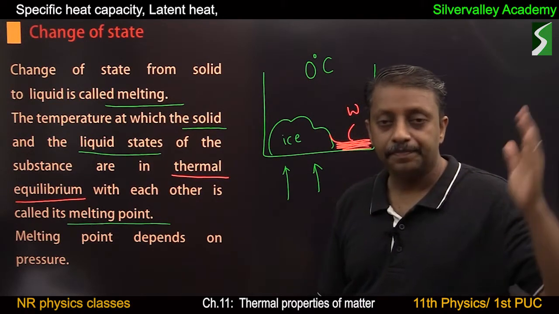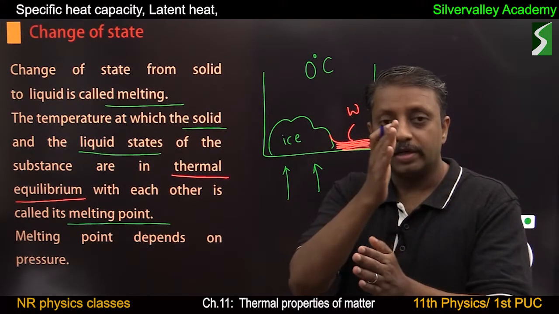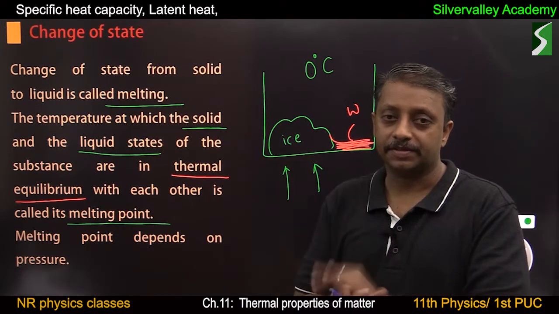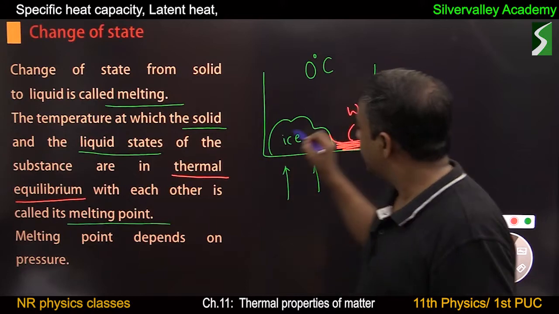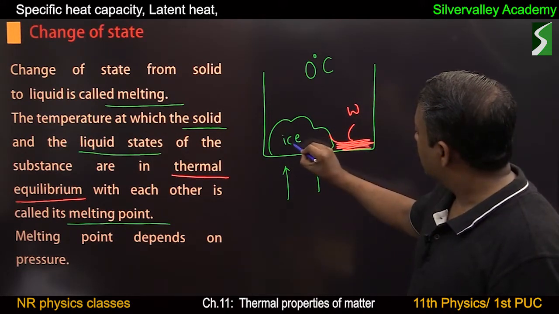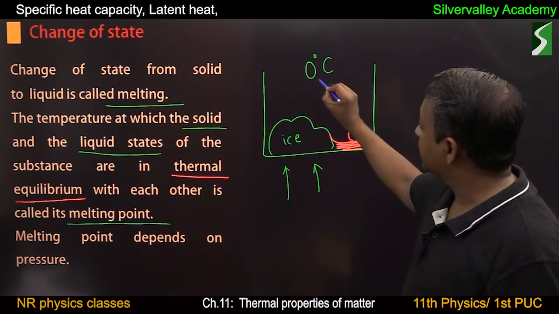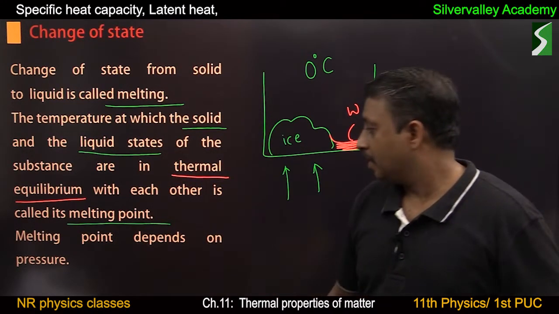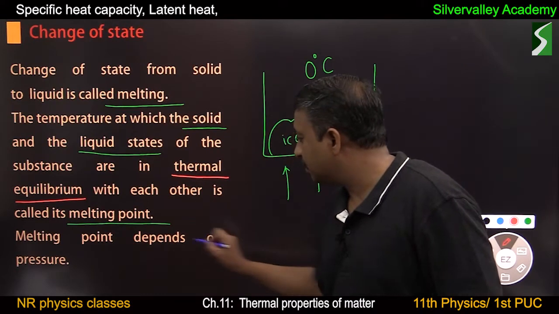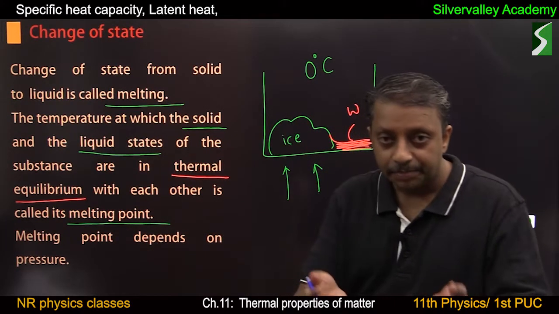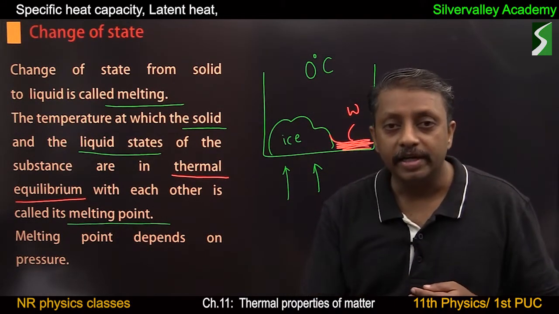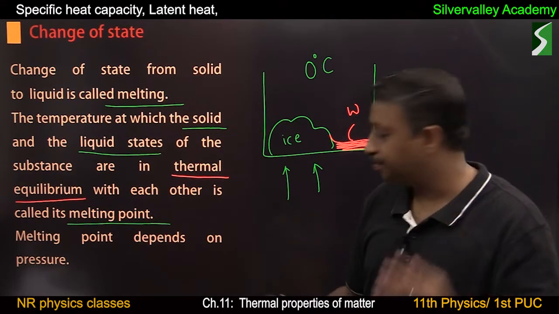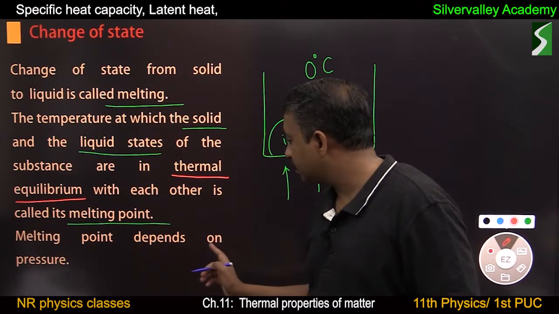Earlier statement, it is that temperature where the change occurs from solid phase to liquid phase. Now one more statement, it is that temperature where solid and liquid coexist at thermal equilibrium. And melting point of ice depends on pressure. As pressure increases, melting point decreases. Okay. Let us see few applications of this beautiful concept. Melting point depends on pressure.